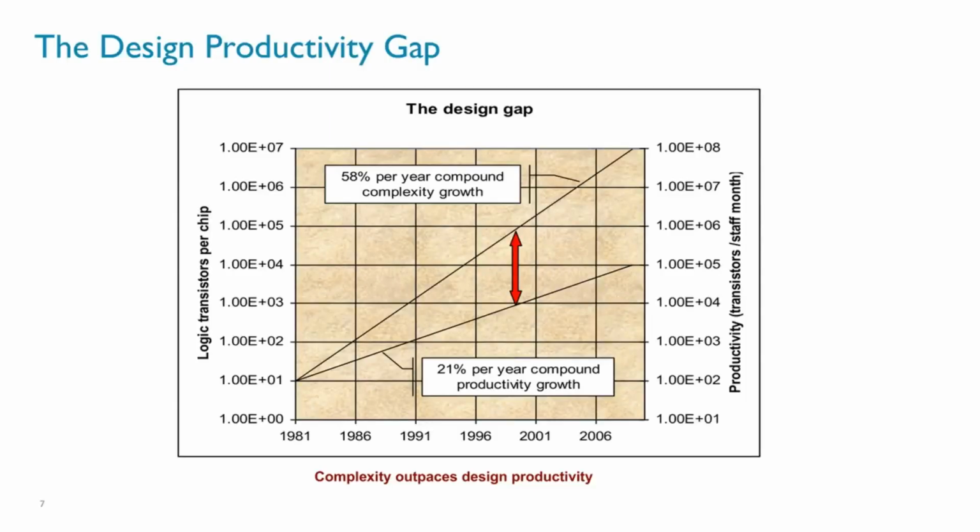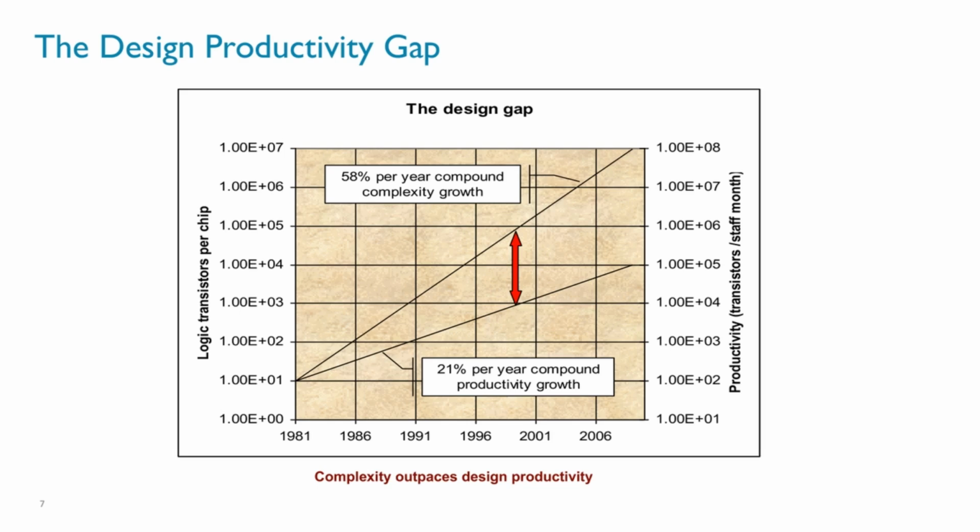This page illustrates one of the most significant challenges in the history of computer chip design, known as the design productivity gap. It's a problem that arose directly from the success of Moore's law, which we saw on a previous page. Let's break down this graph to understand the issue. The graph plots two different trends over time, from 1981 to 2006.